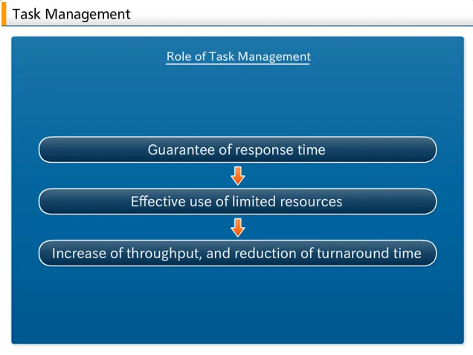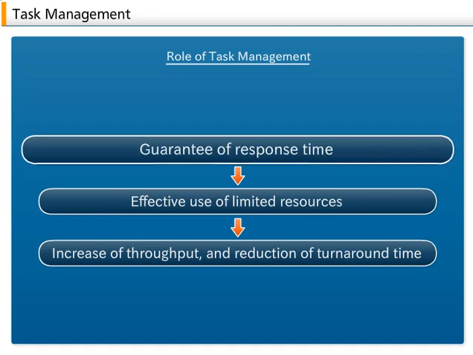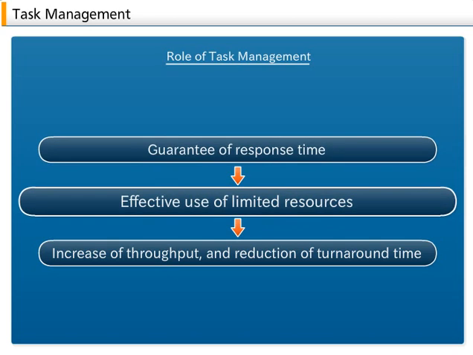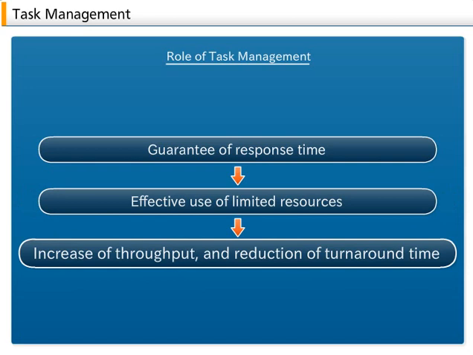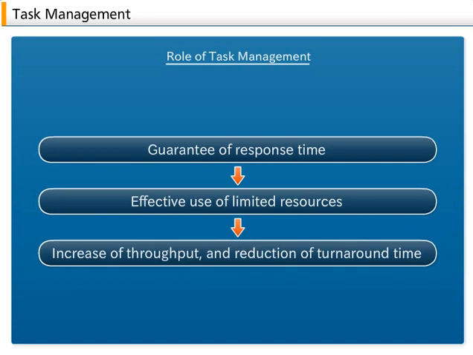The role of task management is to resolve some conflicting demands, such as guarantee of response time, effective use of limited resources, increase of throughput, and reduction of average turnaround time, by controlling the amount and frequency of allocated CPU time based on the characteristics of the tasks. In order to take this role, the task priority is adjusted in the way described in 1, 2, 3.